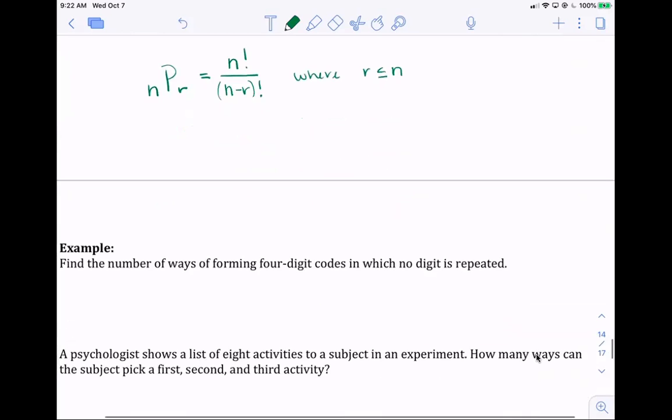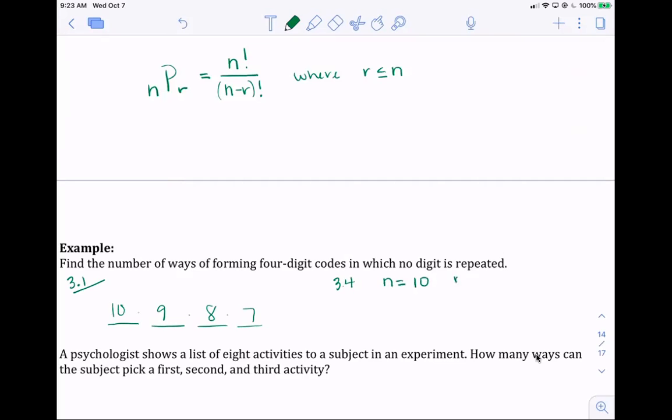So if we want to find the number of ways of forming 4-digit codes in which no digit is repeated, okay? So we talked about this in 3.1 using the counting principle. Okay, we had a 4-digit code, no digit is repeated, and we did 10 times 9 times 8 times 7. Okay. So that's what we did in 3.1. Now for 3.4, using our permutations, we know our n is how many digits there are, and we know there are 10, and we're choosing 4 of them.